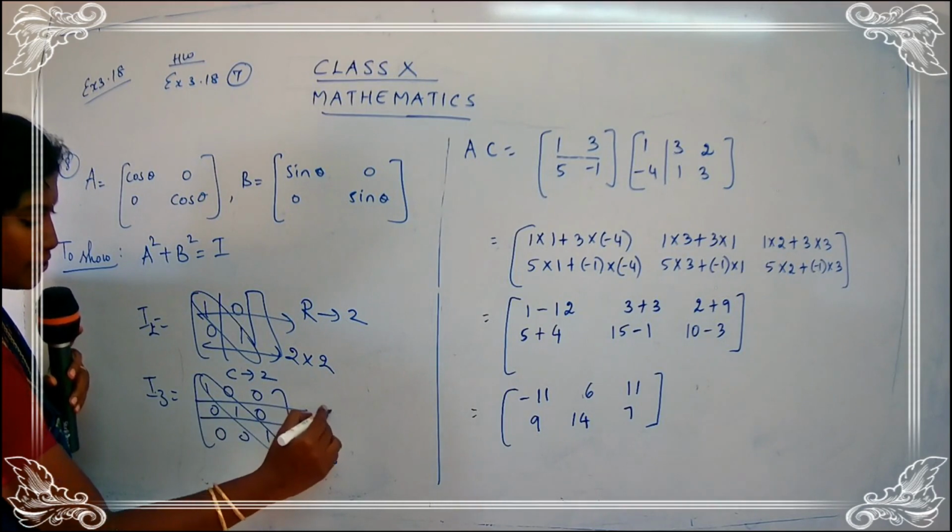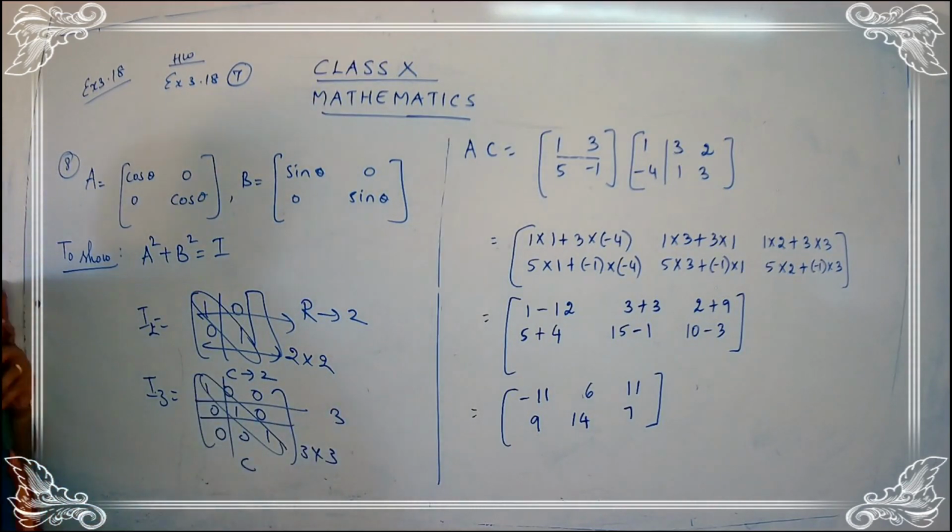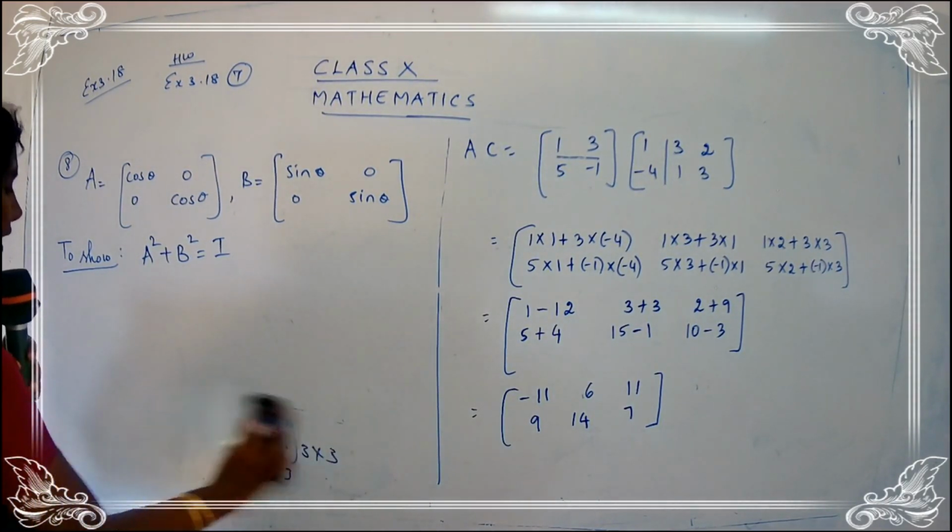Here, how many rows do you have? 3. How many columns do you have? 3. So that's 3 cross 3. So these are some of the points you have to remember. Okay? Okay, let's start with the sum.